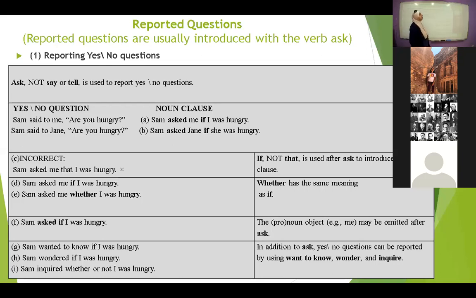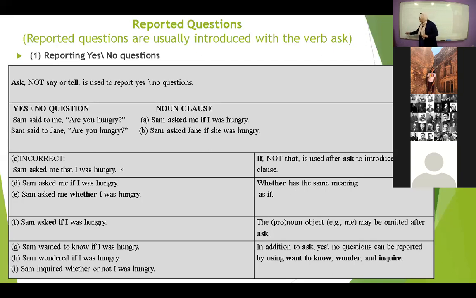The teacher says we use "if" and "whether," and of course we introduce our sentence with "she asked," "he asked." But if you are writing a story, it will be very boring and redundant to use the same verb: he asked, she asked, they asked. You can think of different verbs to introduce the reported question. Instead of "asked," use "wanted to know."